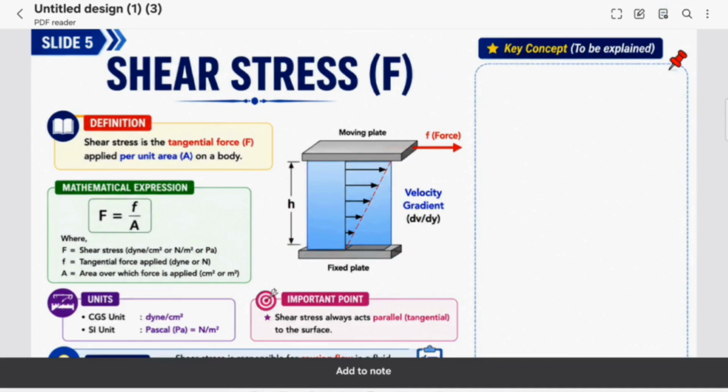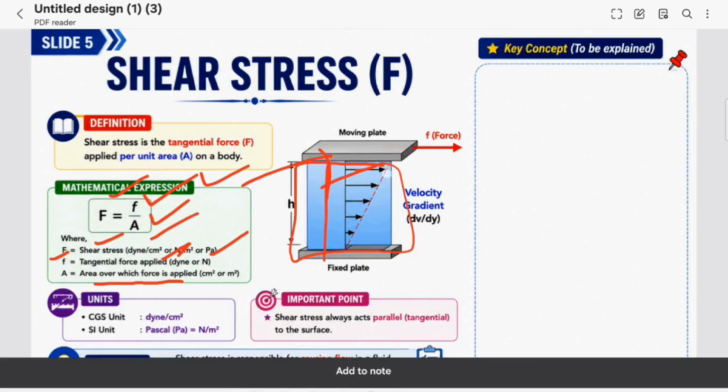Now what is the mathematical expression for this? Here F is equal to f by A, small f by capital A, where F represents shear stress, that is Dyne per centimeter square, we can use the unit, and small f is equal to the tangential force applied. The unit used is Dyne or Newton. Then A is equal to the area over which the force is applied.